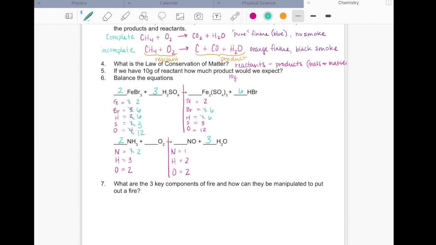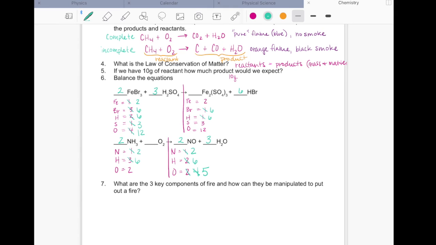Okay, so now recounting each side, I now have 2 nitrogens, 6 hydrogens, still 2 oxygens, and then for this side, I now have 1 nitrogen, 6 hydrogens, and then for oxygen, I have 3 plus 1 is 4. Okay, now I need to balance out my nitrogens. So I have 2 on my reactant side and 1 on my product side. So I need to multiply it by 2. So now I have 2.